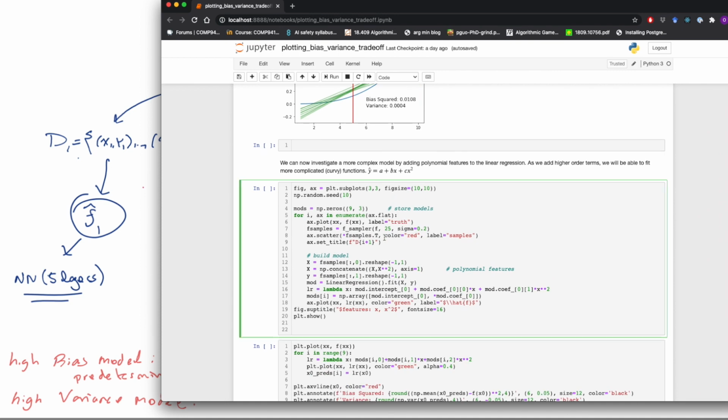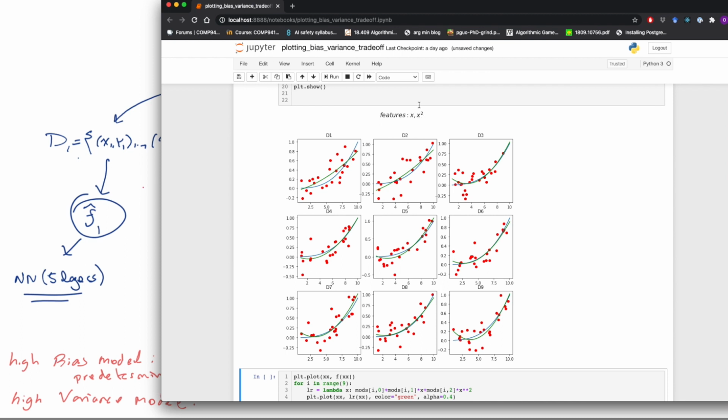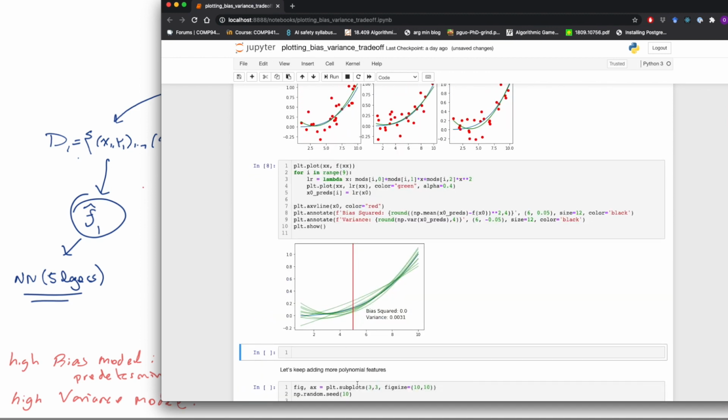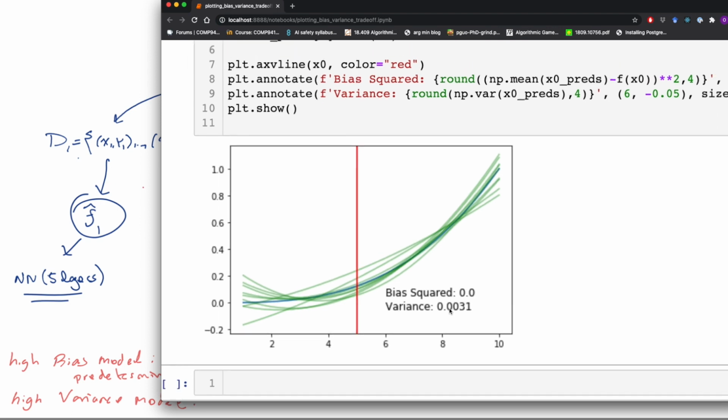Okay, so let's see what that looks like here. I'm using the same data sets, but now I'm fitting the features x and x squared. You can see the fits are in green. Now they're capturing some of the curvature in the model. If I do the same thing I did before, you can see that the bias has actually gone to 0, because it's capturing the curvature of the truth quite well. The variance has increased, right? And why has the variance increased?